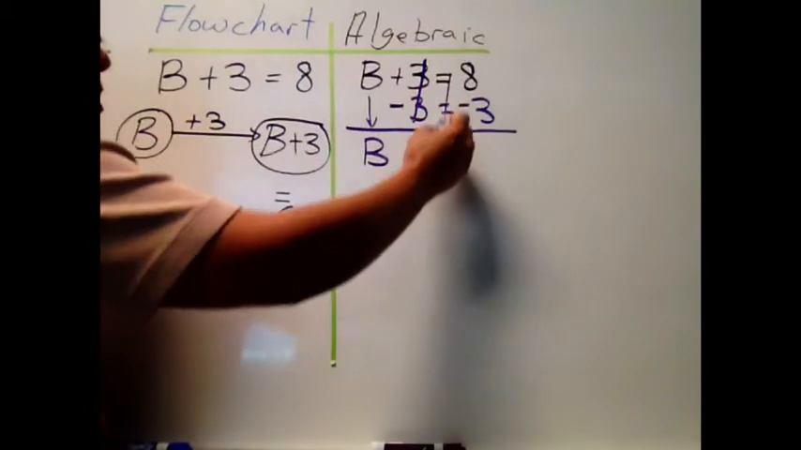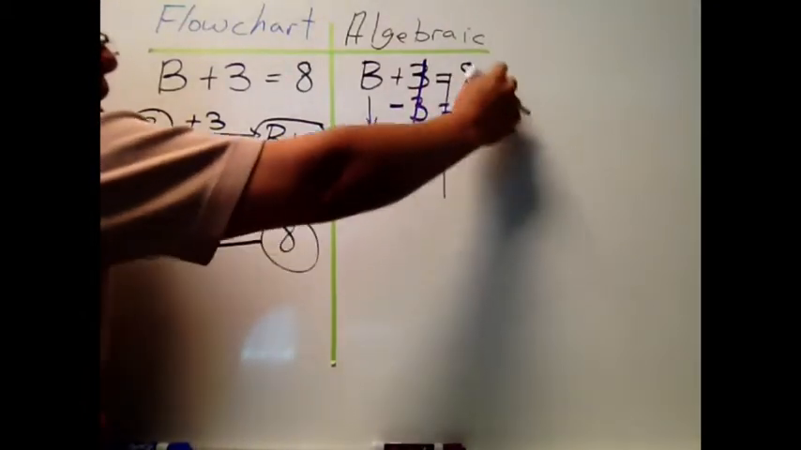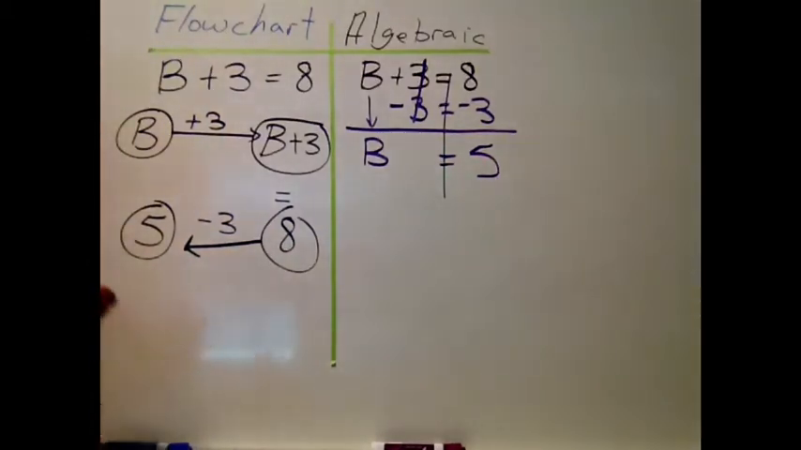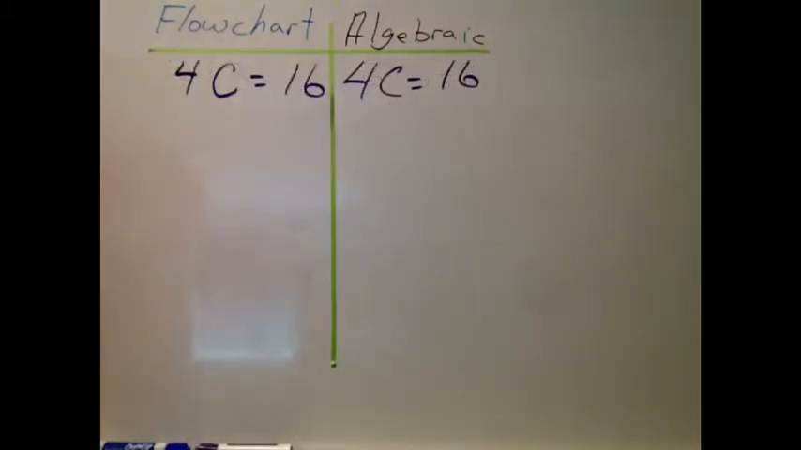Over here, we're going to bring our equal sign straight down. 8 minus 3 is 5. So you have two different ways of doing the same function. Flowchart, algebraic. All right, let's continue with another example.